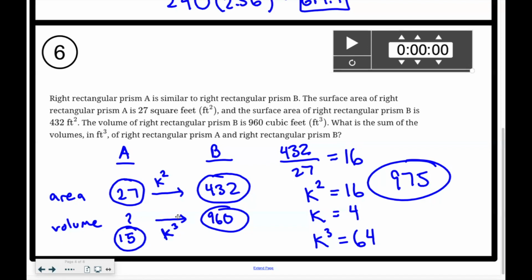Or it wouldn't have even mattered that it was a prism. I could change this problem to a cone or a sphere or any three-dimensional figure and ask the exact same question, and you do it the exact same way. All right, any questions? No. Okay, and so now we're going to move on to a couple trig problems, but we could definitely touch on scale factors more again on Monday.